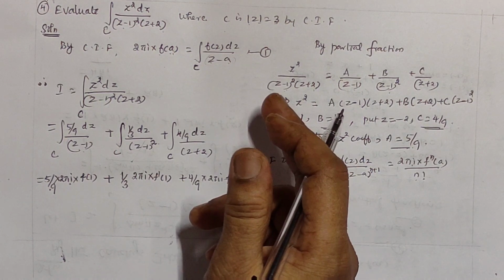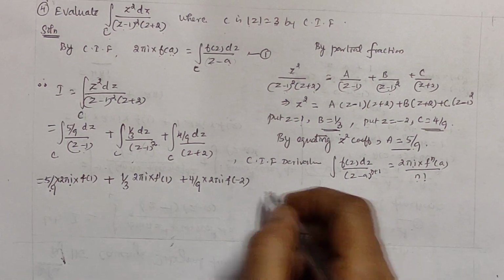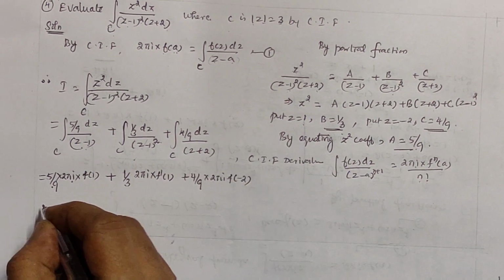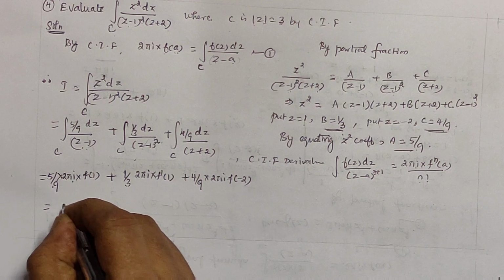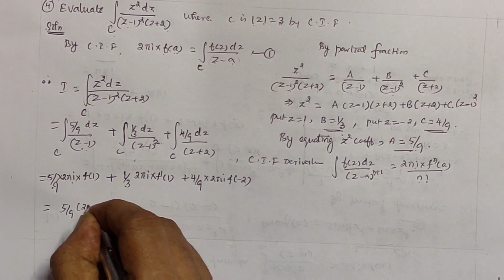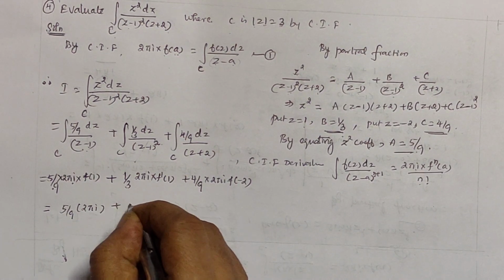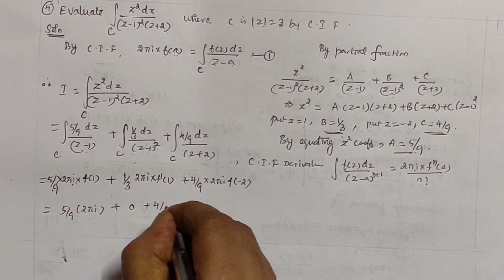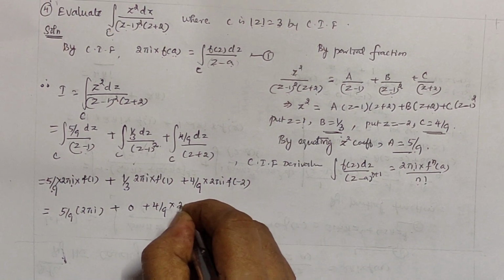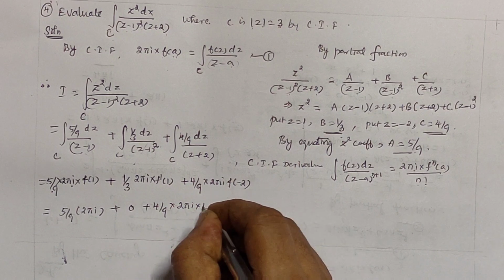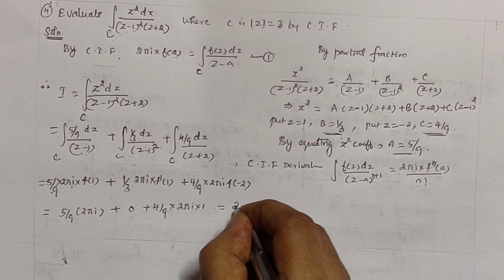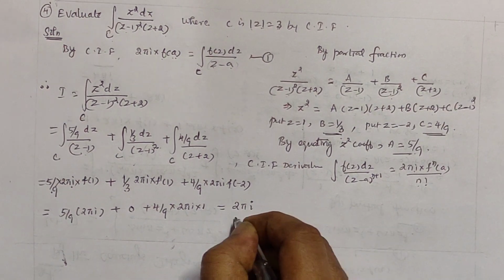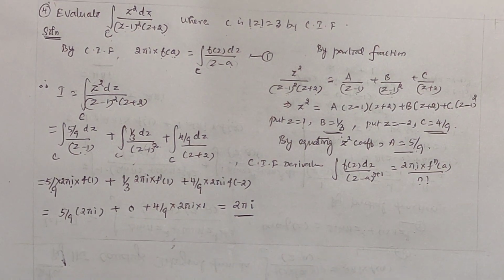There is no function f of z, so our f of z is 1 throughout our problem in the numerator. So you will get this as 5 by 9 into 2 pi i, then the next term is 0, plus 4 by 9 into 2 pi i into 1. Therefore, simplifying, you will get this as 2 pi i. So this is the answer for this fourth problem.